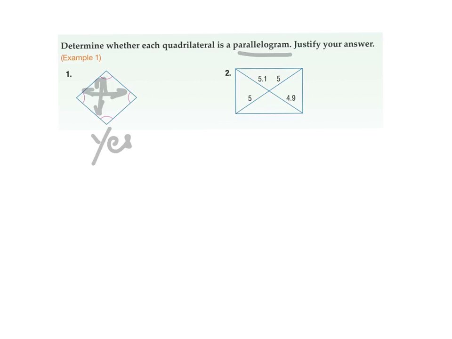Let's have a quick look at question number 2. Well, we know that this is 5 and this is 5, so if we label it A, B, C and D, B and D have got the same midpoint, but look at A and C, we've got 5.1 and we've got 4.9. These two are not the same, so the answer to question number 2 is purely and simply no.